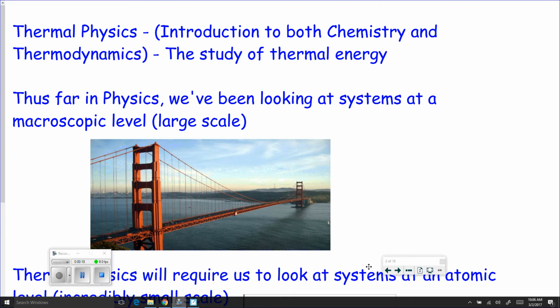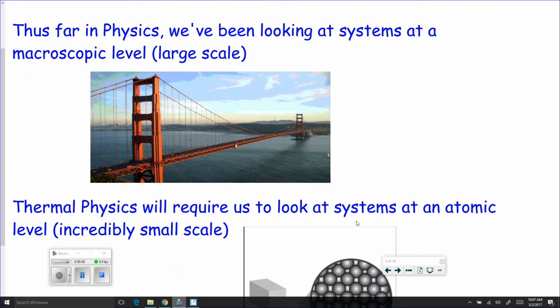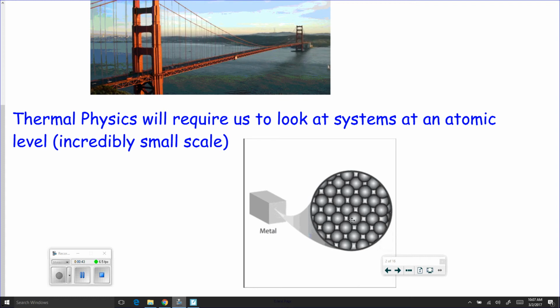So thermal physics is the introduction to thermal energy, which is a topic that's covered both in chemistry and in physics. So far, we've been looking at systems at what we call the macroscopic level. Macroscopic means large scale, like the Golden Gate Bridge. In thermal physics, we're going to look at a system at the microscopic level, incredibly small scale. So this would be like the steel that makes up the Golden Gate Bridge, and we're going to analyze the atoms inside of that metal.